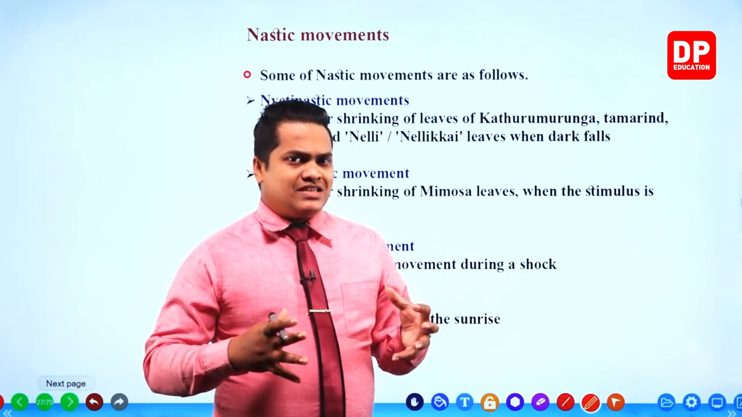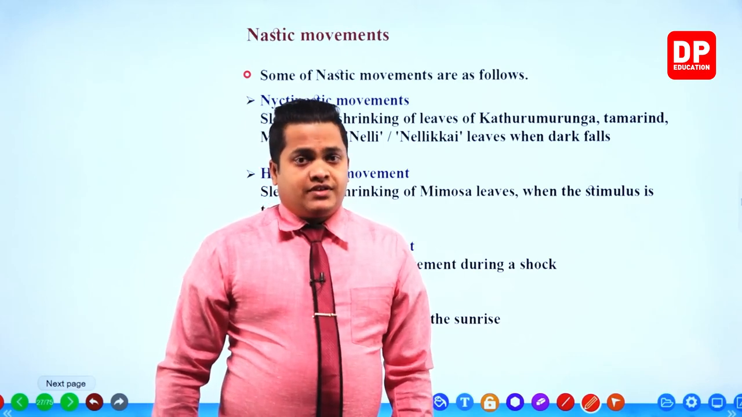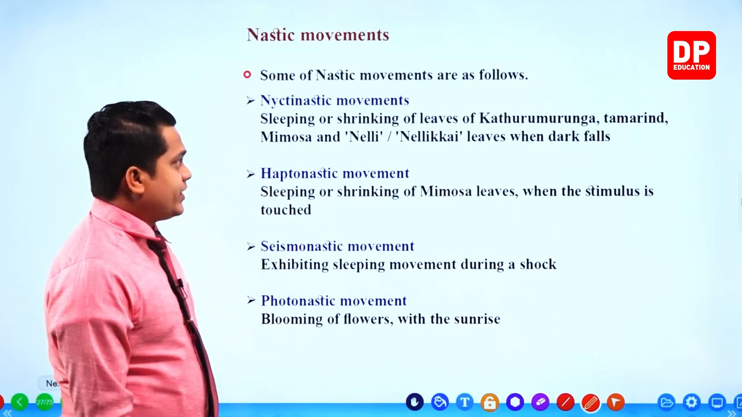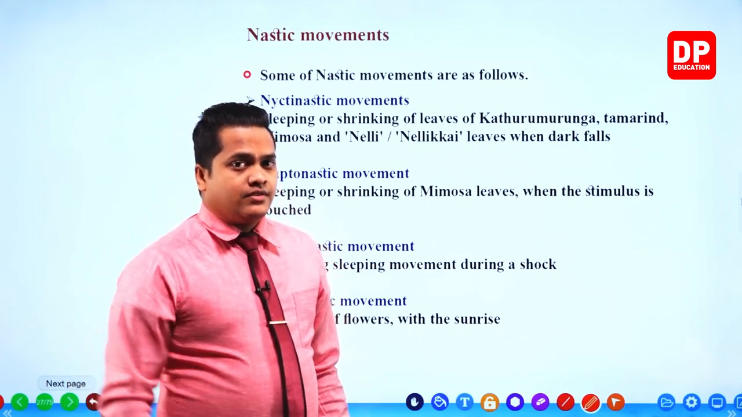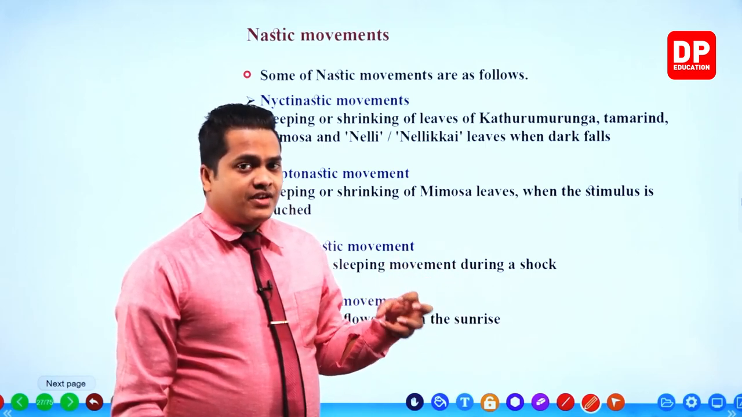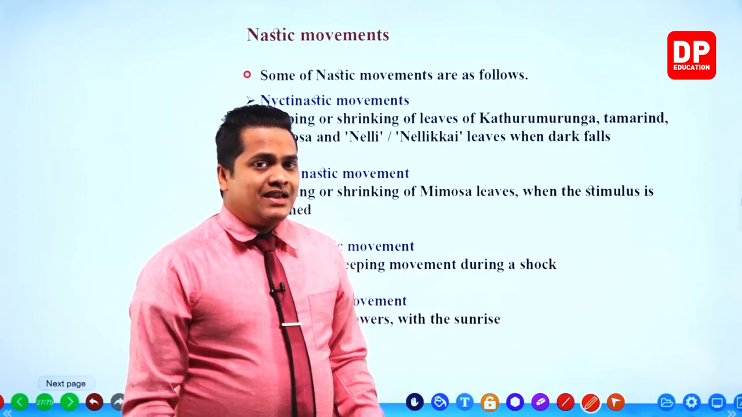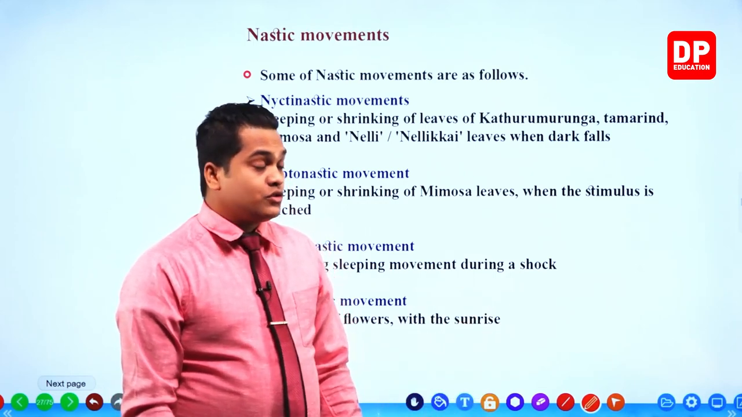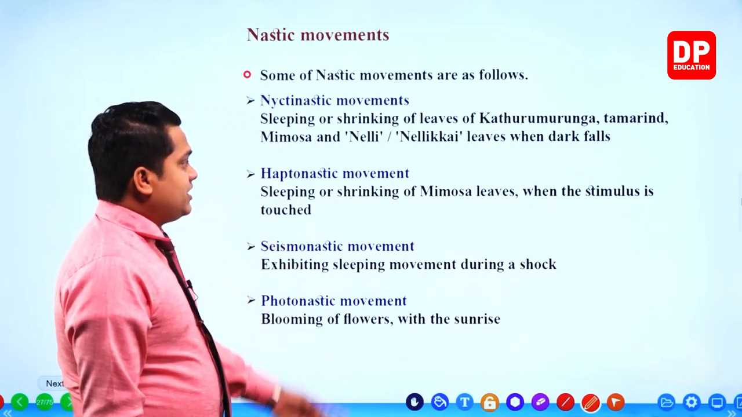Mainly, my dear children, these things occur because of a torch change. So nyctinastic movement is the sleeping or shrinking of leaves in different kinds of plants because of dark, or when dark is going to fall. There are different types of plants which show the sleeping movement within the leaves. Examples are Neli, Sesbania or Kattumurungai, Tamarind and Albizia, and also Mimosa. Then the next one, haptonastic movement.